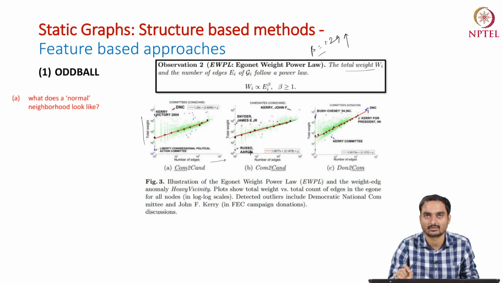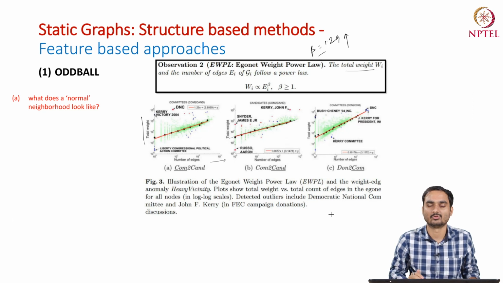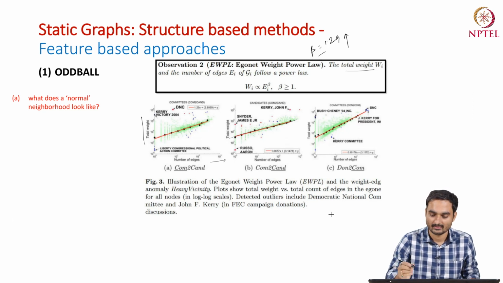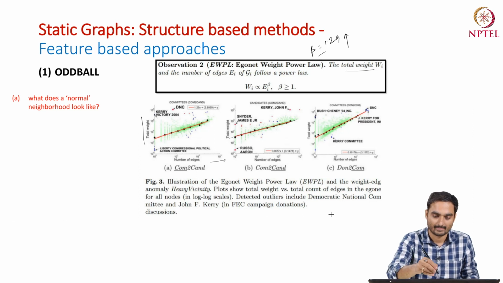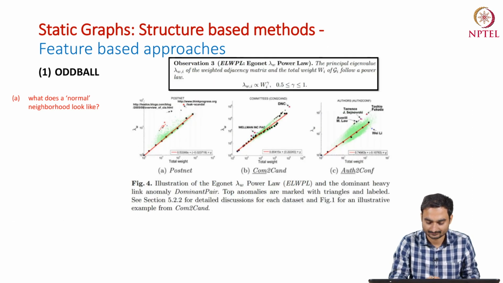Again, their conclusion was kind of the same: those points which are far from the standard deviation are most probably outliers, and their type is essentially heavy vicinity. Okay, so let's look at the third observation.